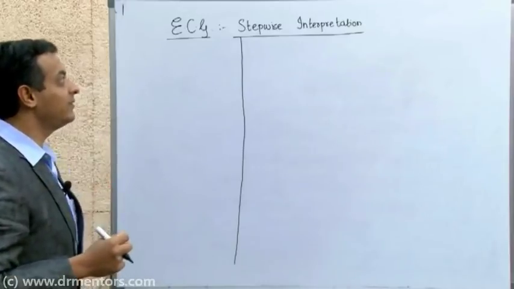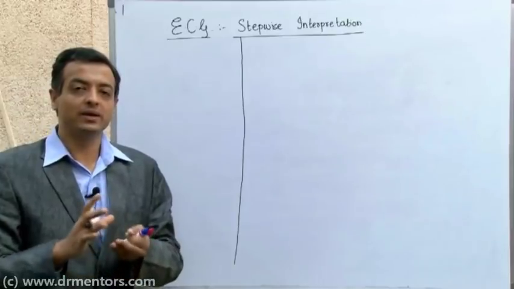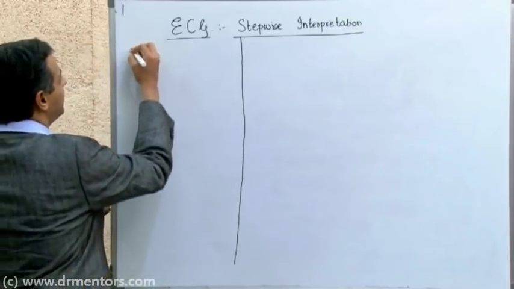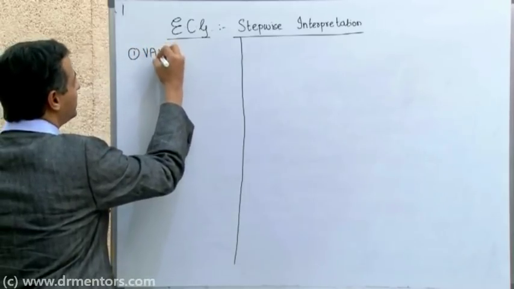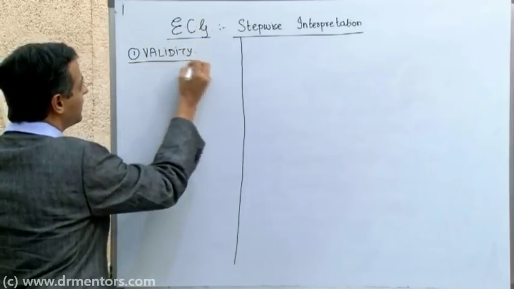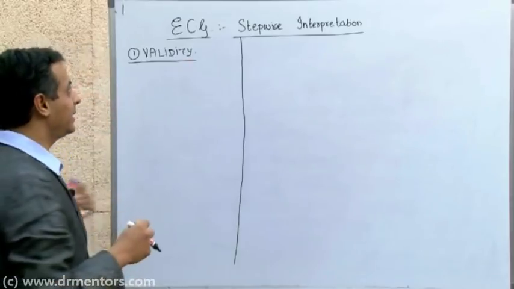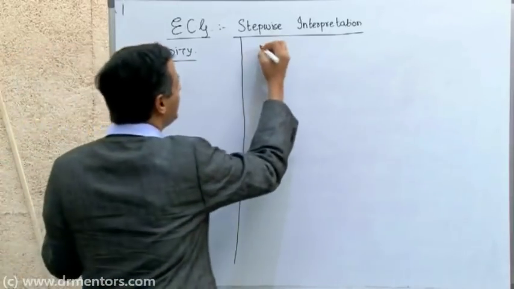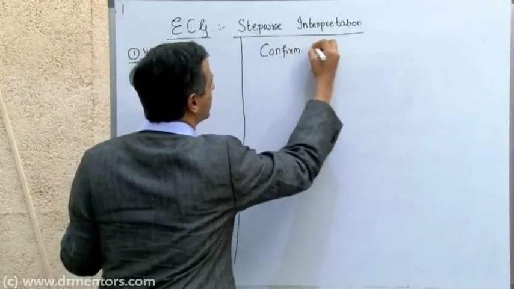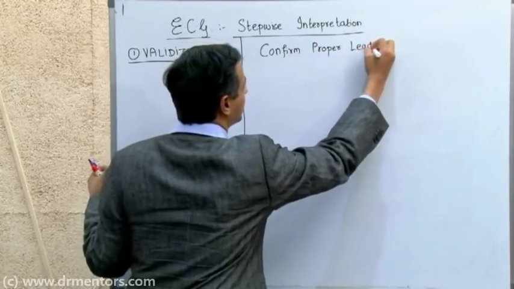The first thing when we get an ECG in our hand is not to start counting the squares, not to start looking at the waveform, but the first step is to confirm the validity of the ECG. The first step is to identify validity of the ECG. What do you mean by validity? Validity means you want to confirm proper lead placement.